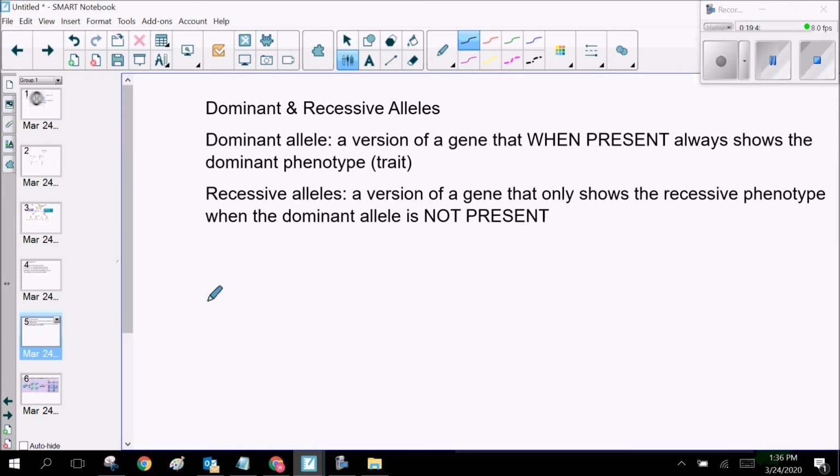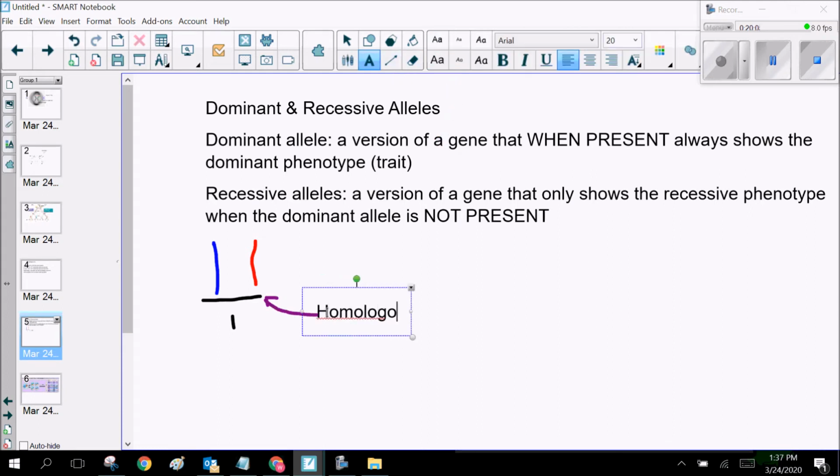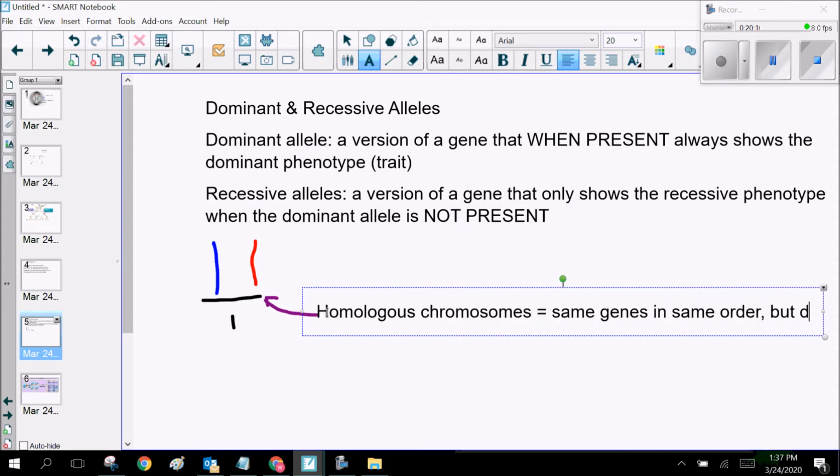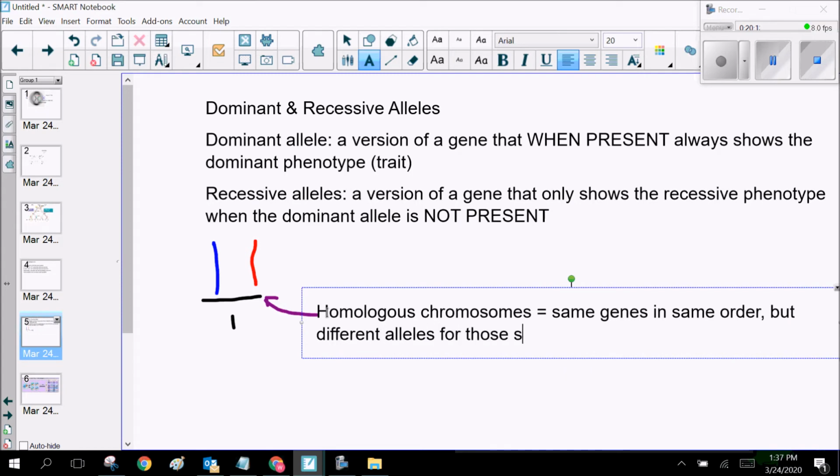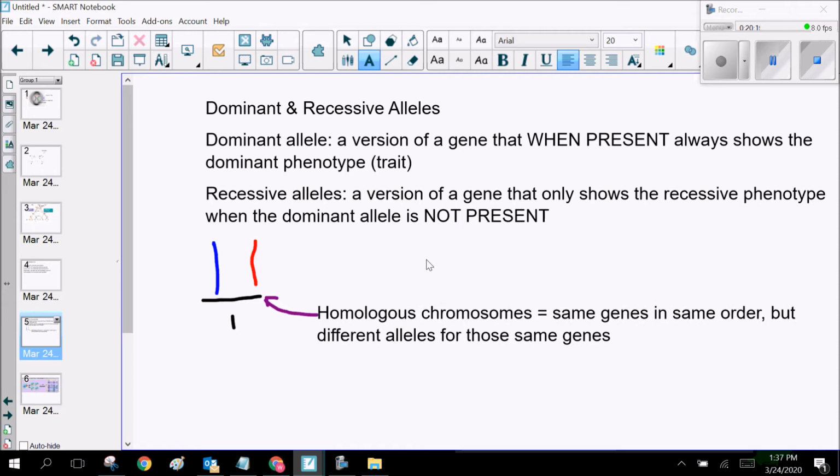So previously, we were talking about how chromosomes come in pairs. For instance, this would be chromosome pair 1. You would get one homologous chromosome from dad and one homologous chromosome from mom. We said that homologous chromosomes have the same genes in the same order, but different alleles for those same genes. In other words, you inherit your mom's unique way of making chromosome 1 stuff happen, and you inherit your dad's unique way of making chromosome 1 stuff happen.